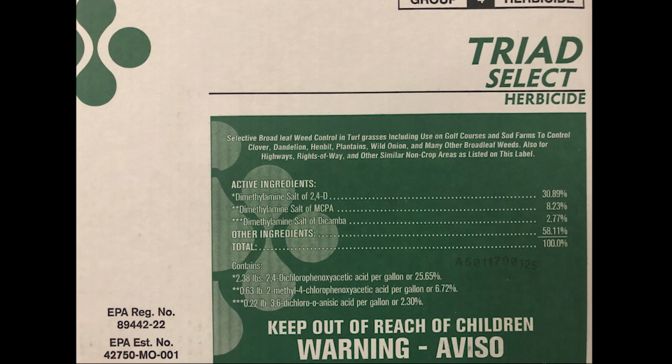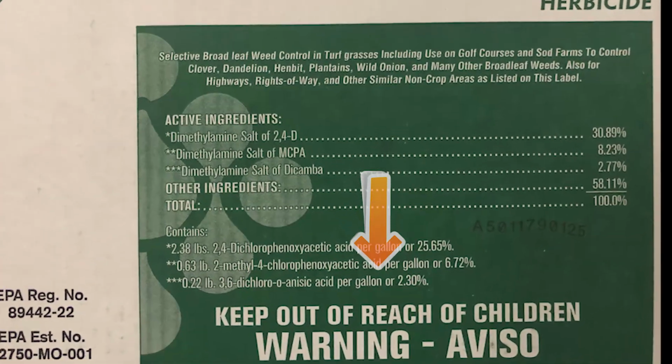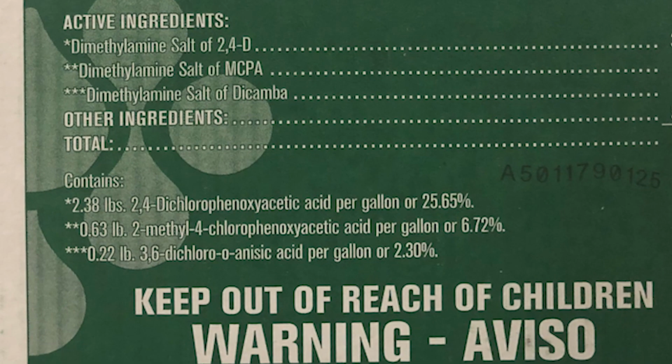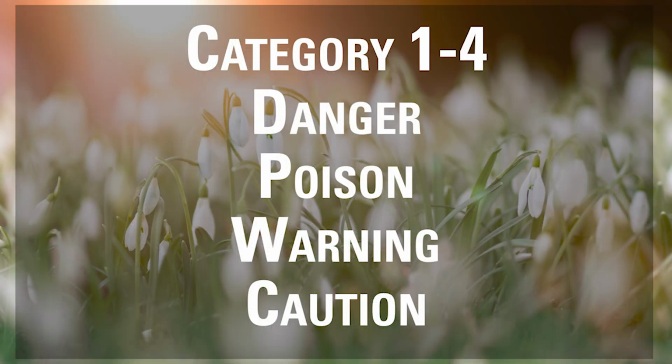Next, the statement, "Keep out of reach of children," must be present on the front panel of every label. Usually, next to this statement is a signal word. The signal word corresponds to the toxicity of the pesticide in relation to humans. These vary from Category 1 to Category 4 pesticide, and the signal words range from danger, poison, warning, and caution.